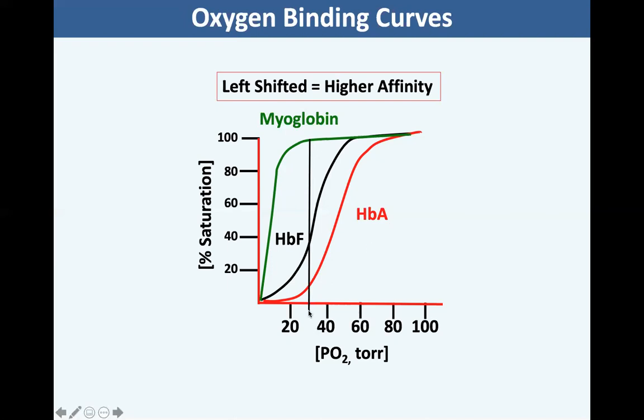If you're at 30 on this partial pressure of oxygen in torr, and you look at 30, what you see is the saturation of hemoglobin A is about 10%, but hemoglobin F at 30 is closer to 40, and myoglobin is almost at 100. And so what that suggests is the further left you are, the higher affinity you have for oxygen. That's the way to think about these curves.